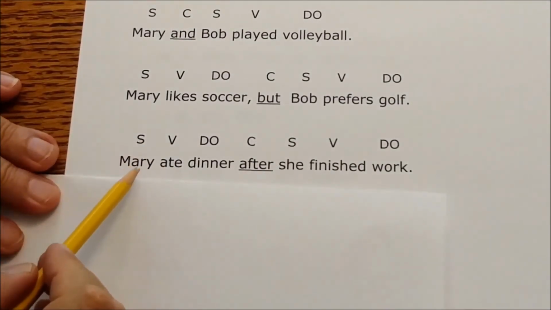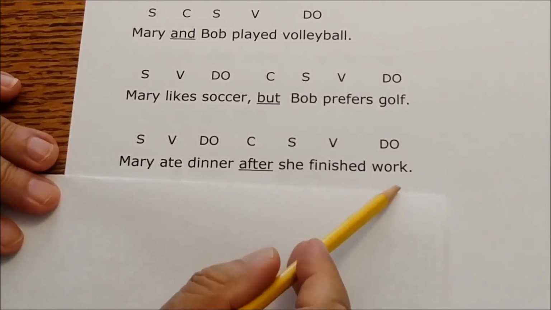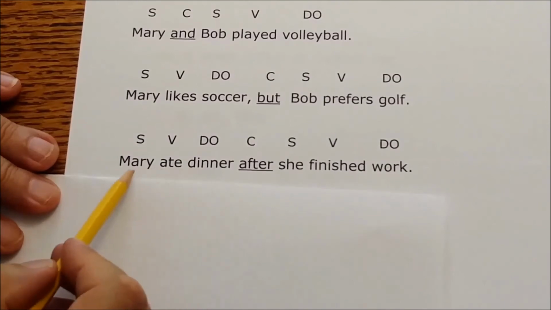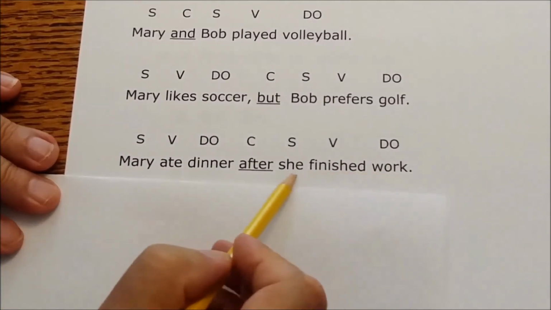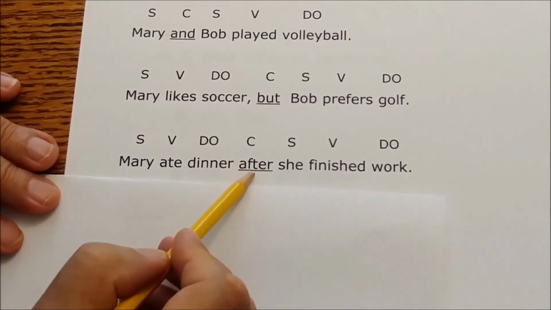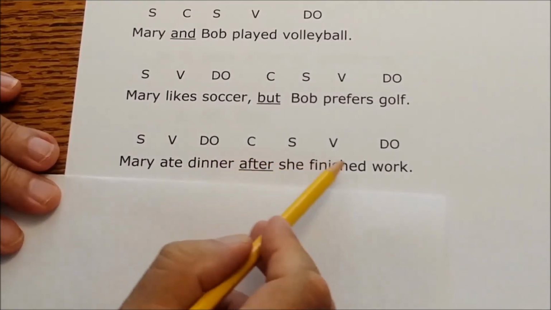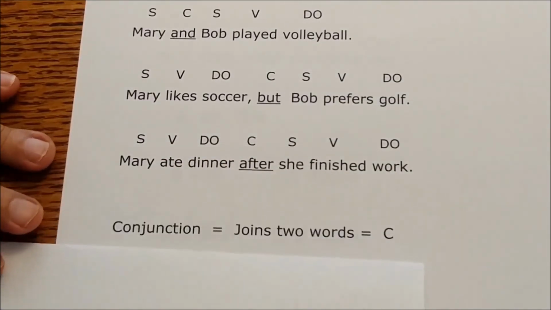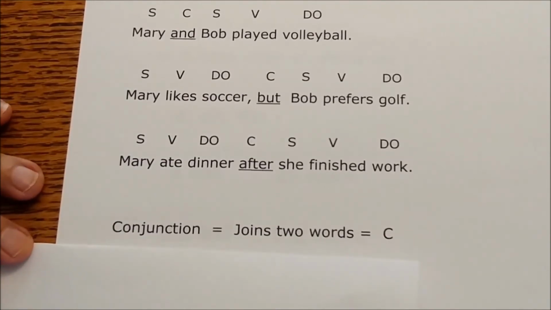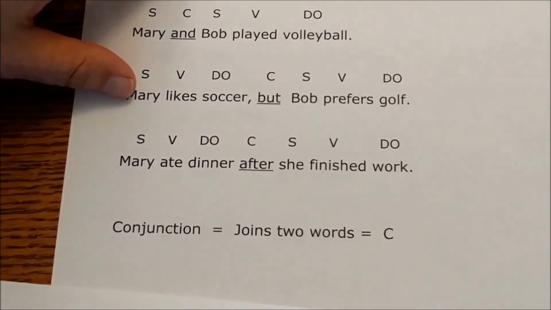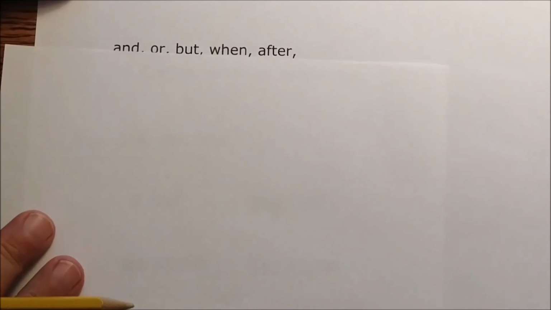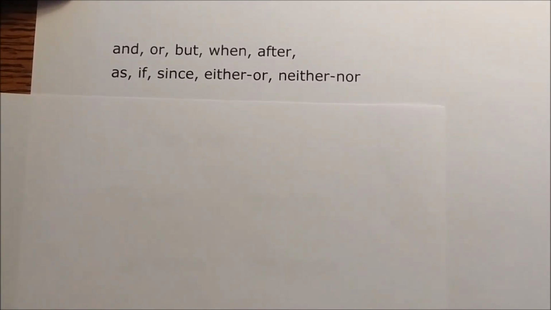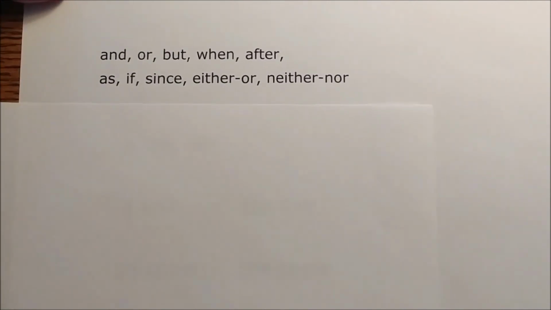And let's look at this example. Mary ate dinner after she finished work. Again, we have a sentence, Mary ate dinner. Another sentence, she finished work, but both of them are connected by a conjunction, after. It allows us to make a long sentence a more interesting sentence than we otherwise would have. Again, a connecting word is called a conjunction. It joins two words, and we abbreviate it with the letter C. Here are some other examples of conjunctions. Again, conjunctions connect two words together, or sometimes two groups of words.